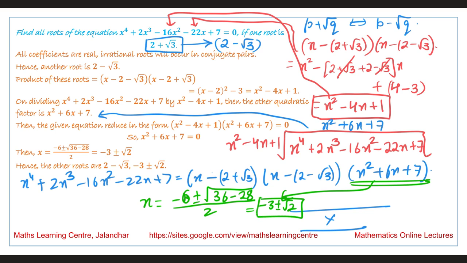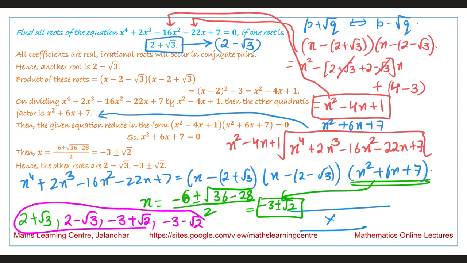So the roots of this equation are 2 plus square root 3, which is already given to us, and next we have 2 minus square root 3, then minus 3 plus square root 2, then minus 3 minus square root 2. So these are the 4 roots of the given equation, which is of degree 4. So we are getting 4 roots here.